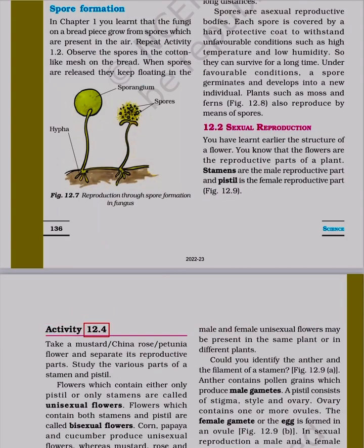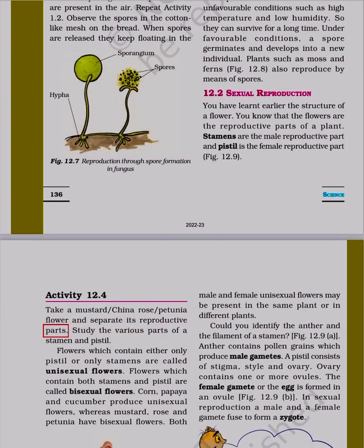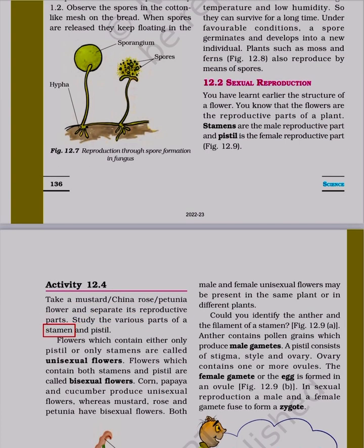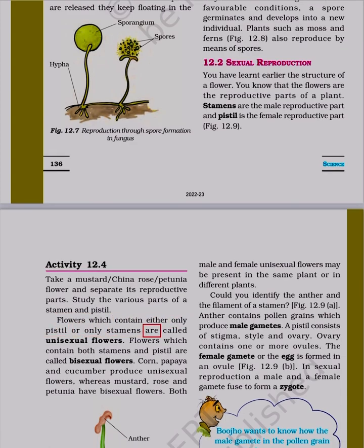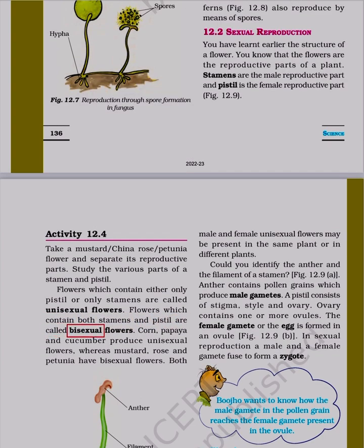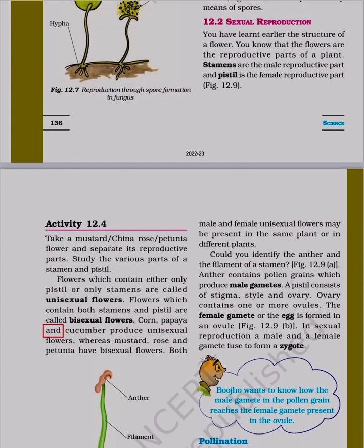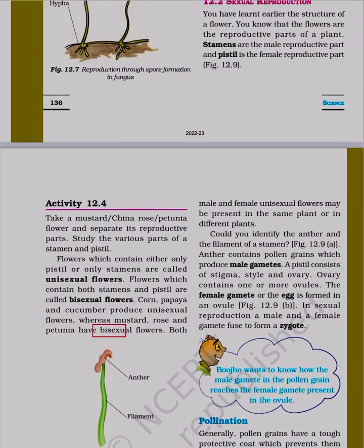Activity 12.4. Take a mustard, china rose, petunia flower and separate its reproductive parts. Study the various parts of a stamen and pistil. Flowers which contain either only pistil or only stamens are called unisexual flowers. Flowers which contain both stamens and pistil are called bisexual flowers. Corn, papaya and cucumber produce unisexual flowers, whereas mustard, rose and petunia have bisexual flowers. Both male and female unisexual flowers may be present in the same plant or in different plants.